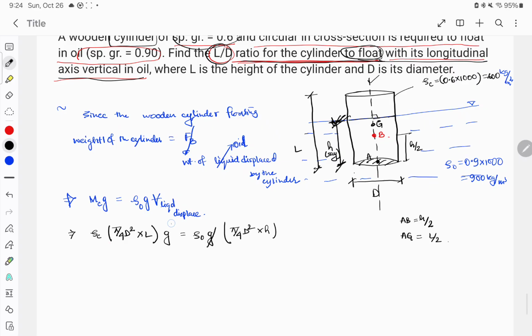So G is cancelled. Pi d square is cancelled. So we can get an h value, which is the density of the cylinder, 600, into L divided by the density of water, 900. It will go to that side and get divided, which gives h equal to how much? H is equal to 2 by 3 of L.